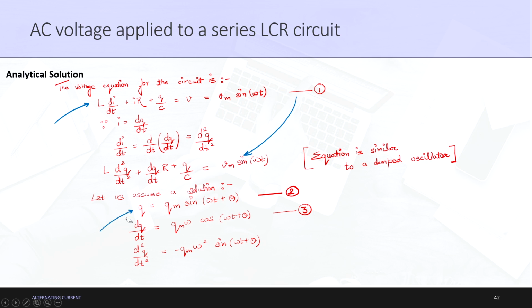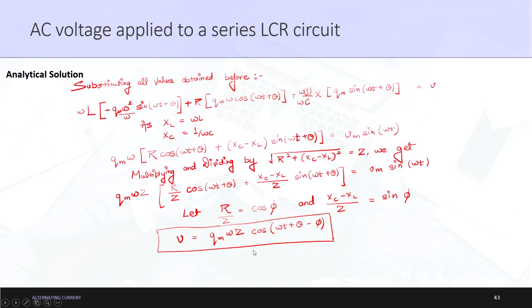So, let us assume that the solution is q, which is equal to qm sin(omega t plus theta). Therefore, dq by dt is nothing but qm omega cos(omega t plus theta), and d²q by dt² is nothing but minus qm omega square sin(omega t plus theta). Let us try to substitute everything. When we try to substitute everything, we will get this equation.